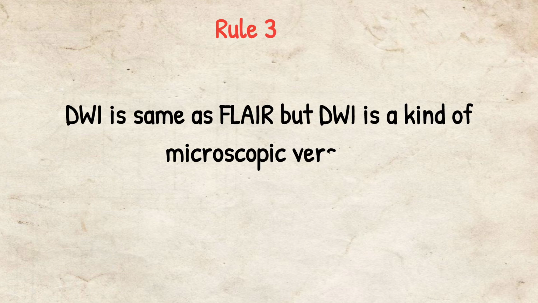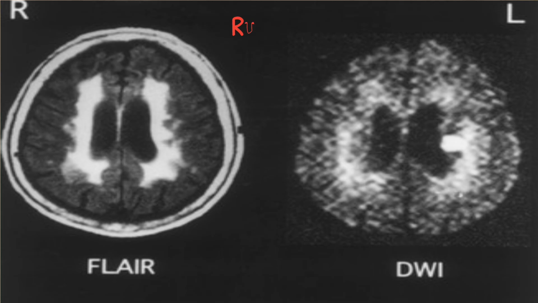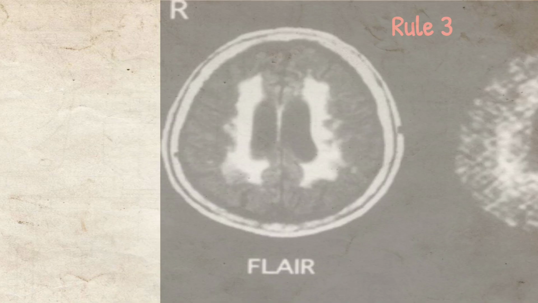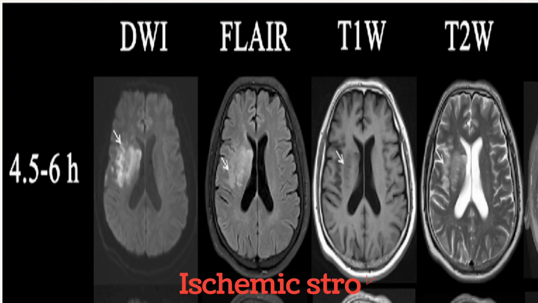Now rule number 3, DWI is same as FLAIR, but DWI is a kind of microscopic version and detects early changes, especially ischemic changes. Now you can see rule number 3. In the FLAIR you can see the ventricles are black. DWI also has ventricles black. They are almost the same, but DWI detects only ischemia.